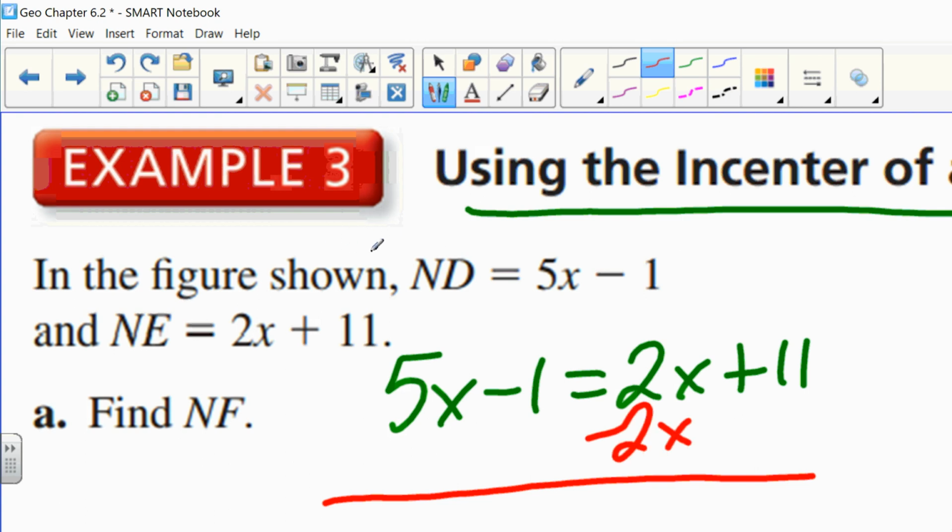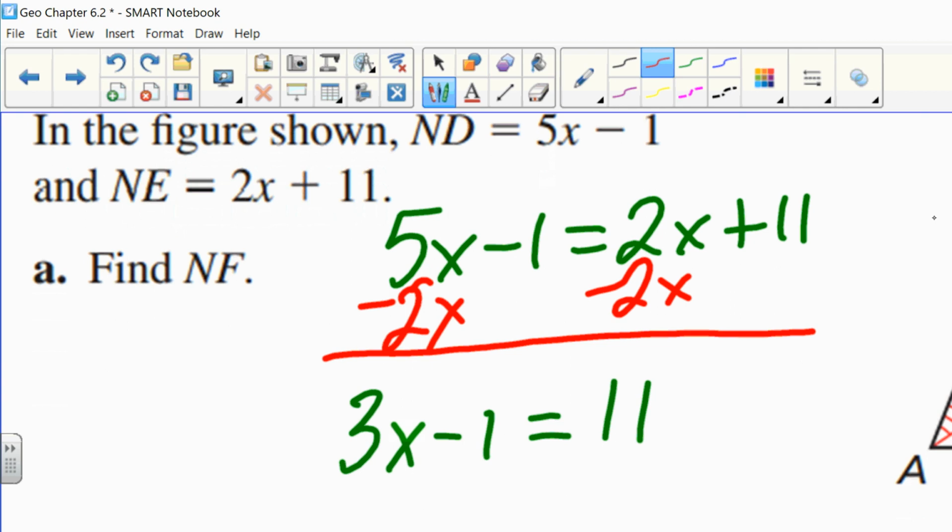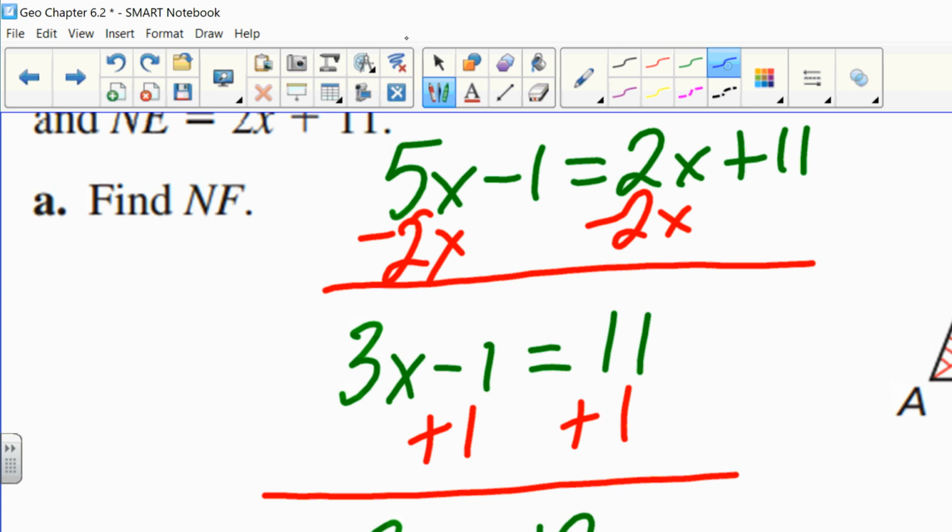We can subtract 2x from both sides. And if we subtract 2x from both sides, yes. And then add 1 to both sides, which tells us that 3x equals 12. Divide both sides by 3, which tells us x is equal to 4. What do we need to do next?